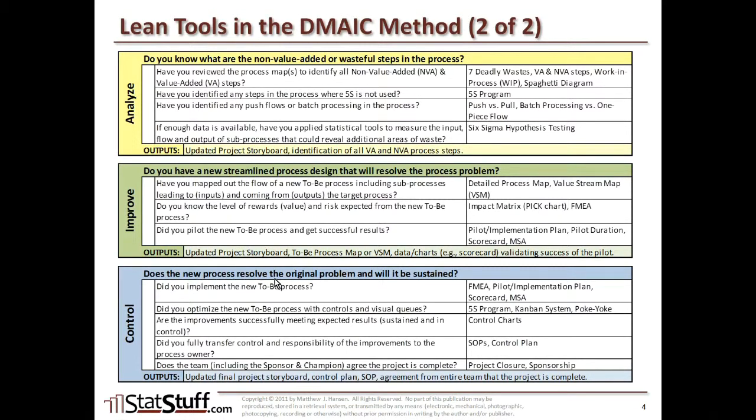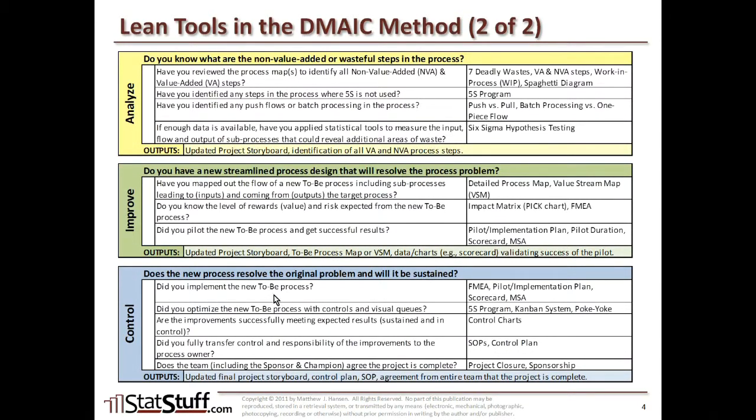Does the new process resolve the original problem, and will it be sustained? So it's not just planning for it at this point and designing it. Now we're at the point where we can be confident that we have this process successfully implemented and it is resolving the original problem, and we know that new implementation of the process is going to stay there. It will be sustained. So again, if you can't answer that, here are the sub-questions you might want to ask.